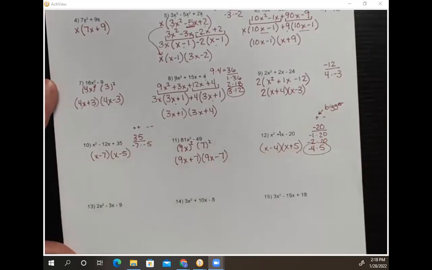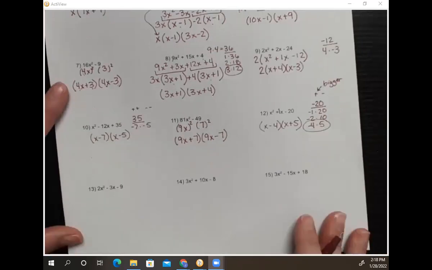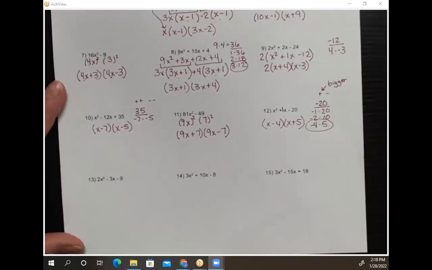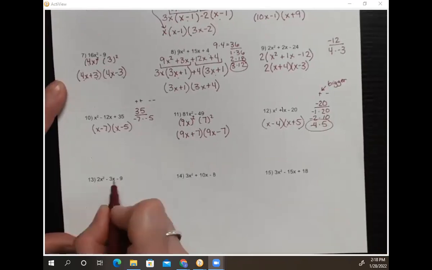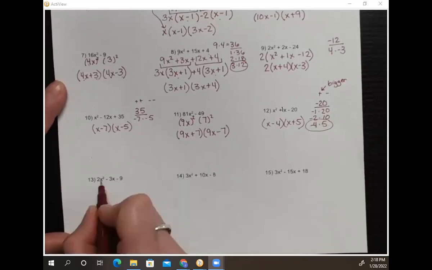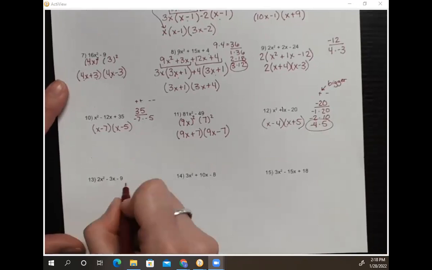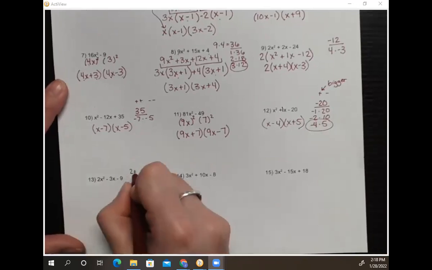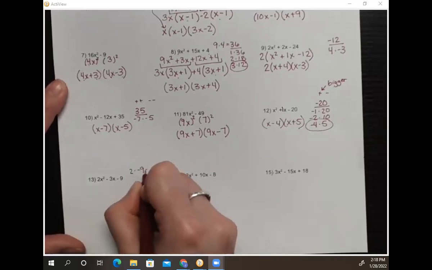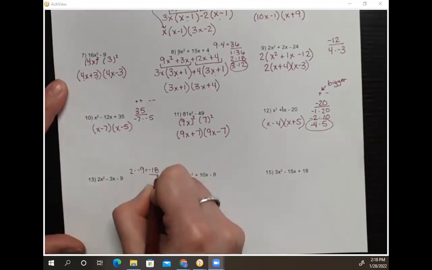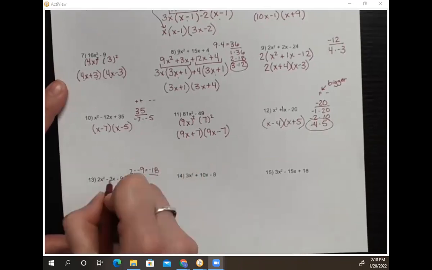We're on to our last few problems here. Number 13, no GCF here, no common factor for all of my terms. Remember, GCF means greatest common factor for every term, not just for some of them. So nothing for all of my terms here, so we'll use AC method. 2 times negative 9 is negative 18. And I want factors of negative 18 that add to negative 3.